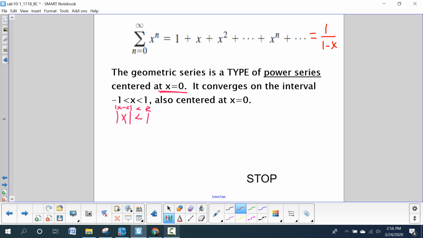Okay, so I'm going to stop here, and that's your power series notes. I'm hoping that this was not too painful, and we're just going to continue on with talking about some different power series tomorrow, and radius and interval of convergence too.